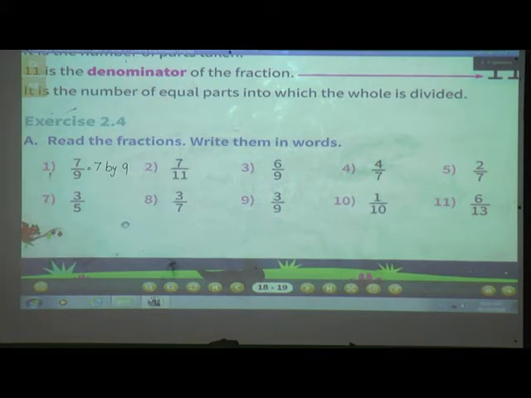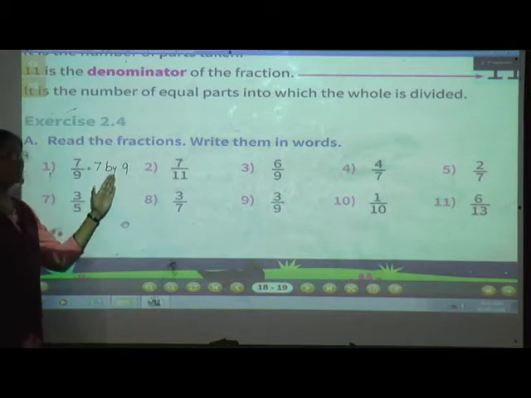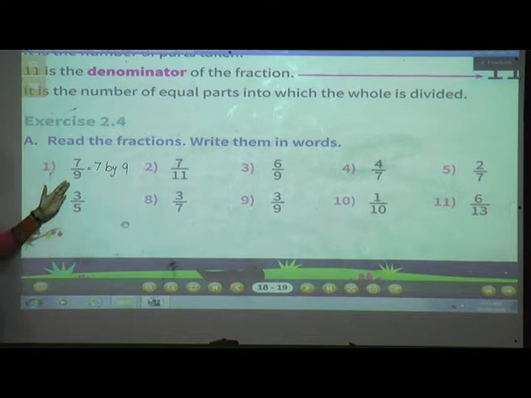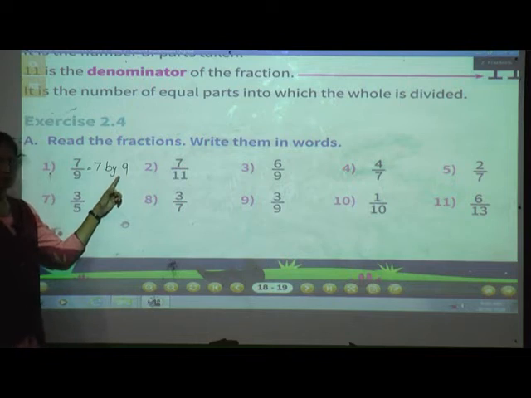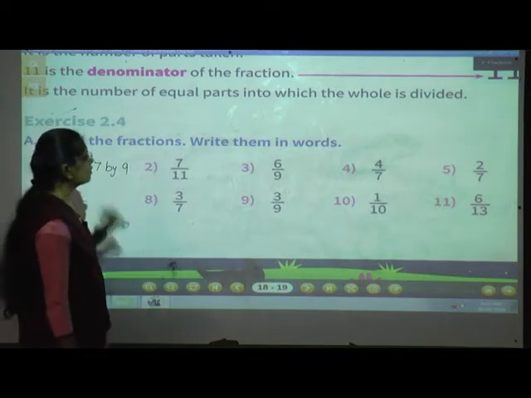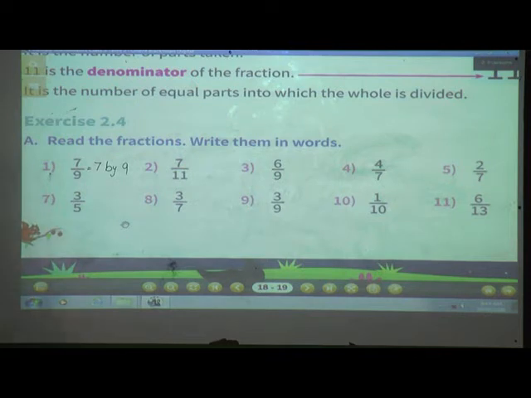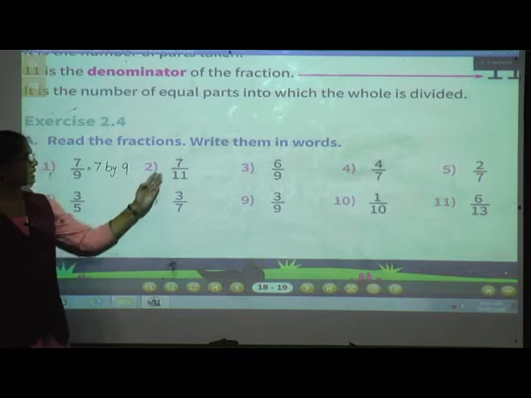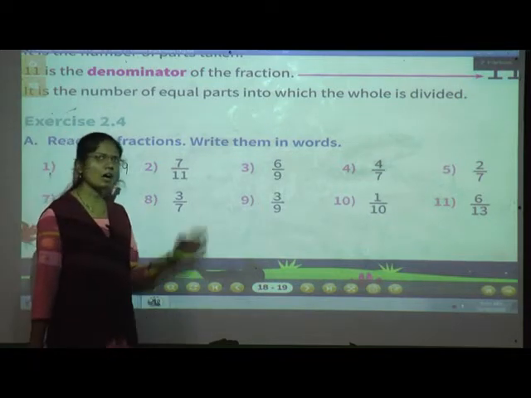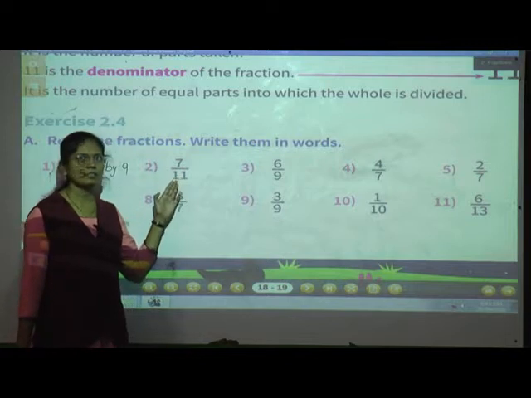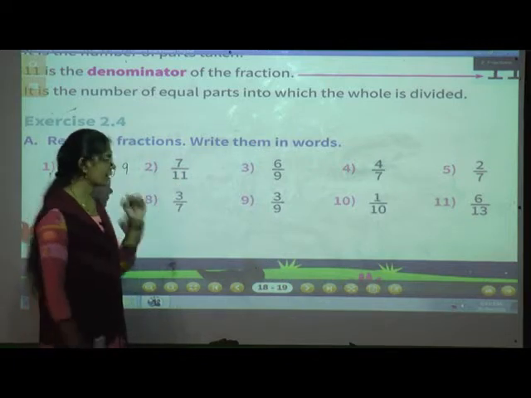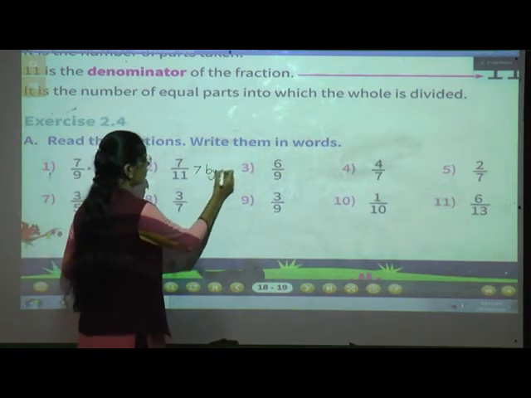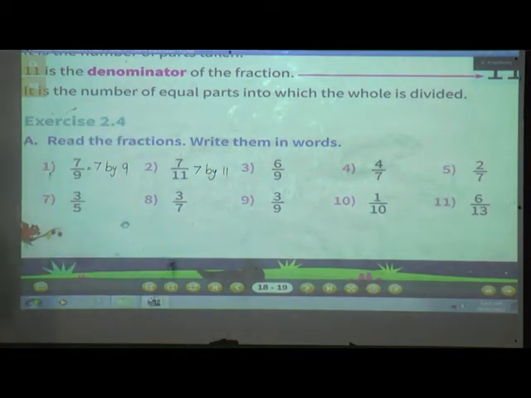But we have to write only how you read this fraction, that is, write the fraction in words. So how will you write this? 7/9, in this way. Okay. Then we'll move to the next example. See this example. Here in this fraction 7 is the numerator and 11 is the denominator. So how will you read this fraction? Correct, 7/11. Okay, clear? Then move to the third example.